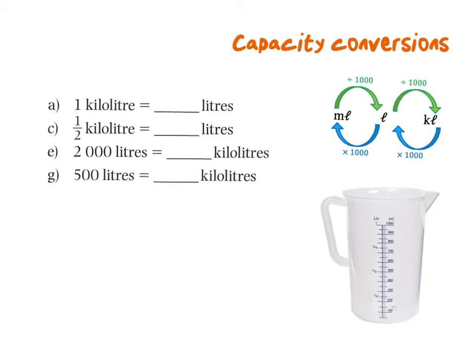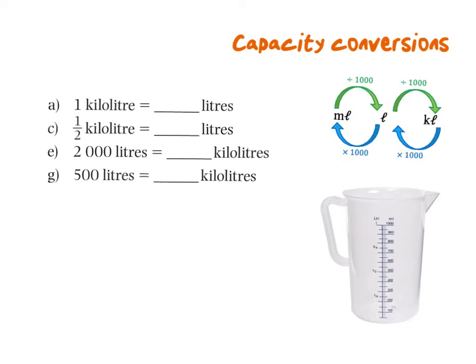Capacity conversions, meaning liters, milliliters, and kiloliters, work in a similar way. Milli and kilo, once again, meaning 1,000. So if you go from milliliters to liters, you divide by 1,000. If you go from liters to kiloliters, you divide by 1,000. And then, of course, the reverse if you go from the bigger unit of measure to the smaller unit of measure.